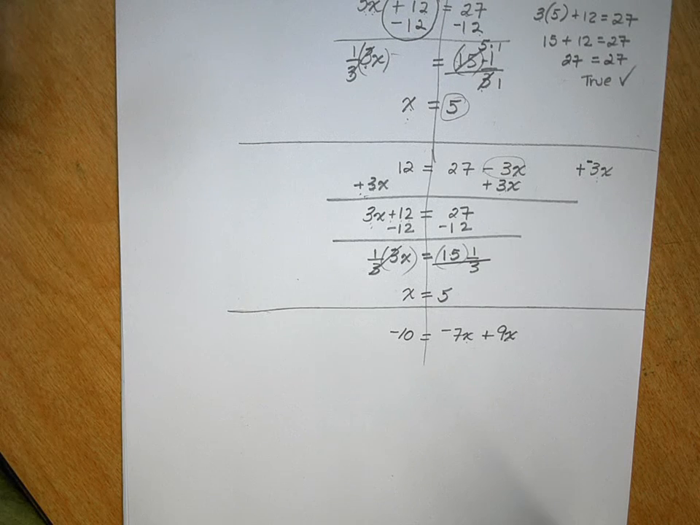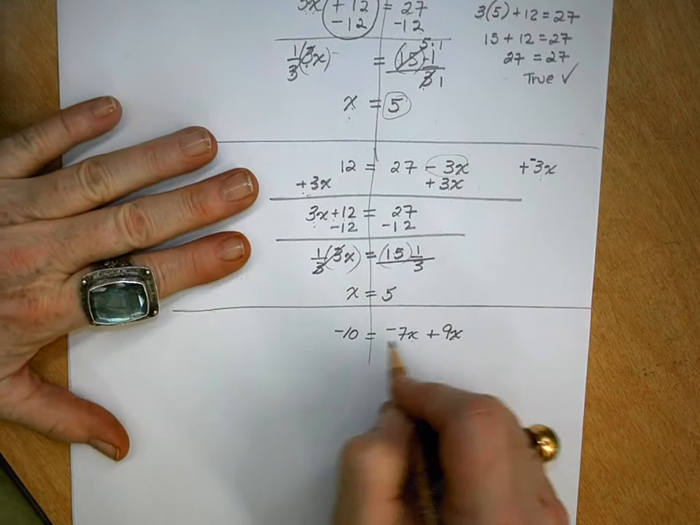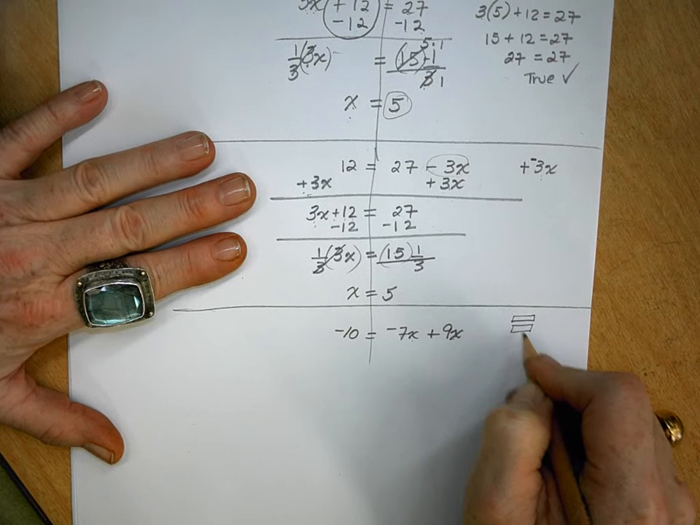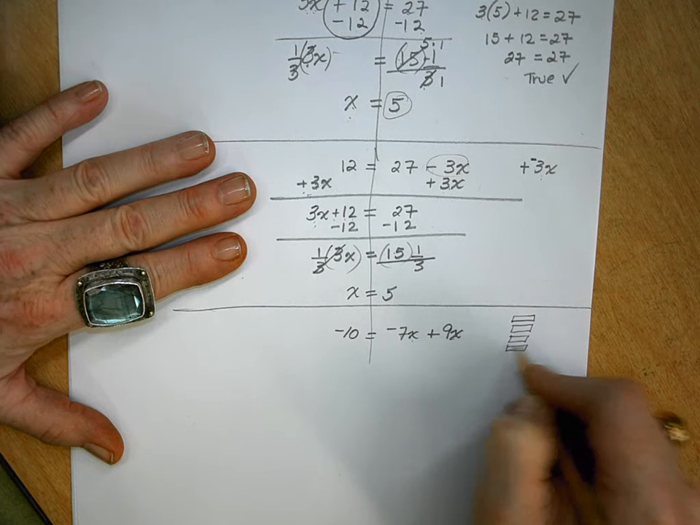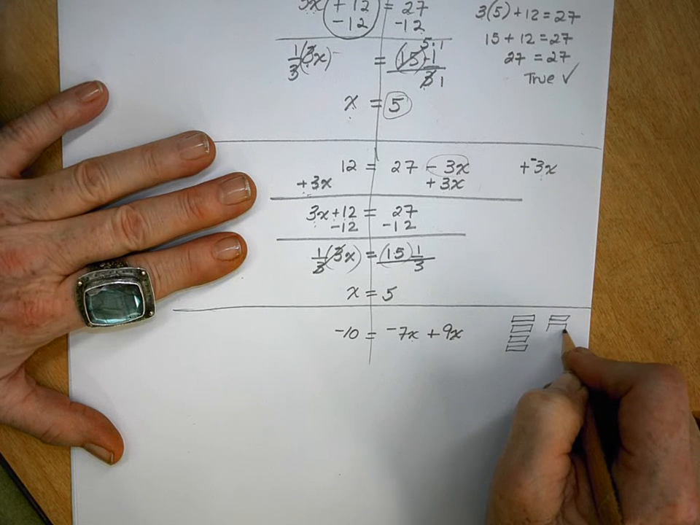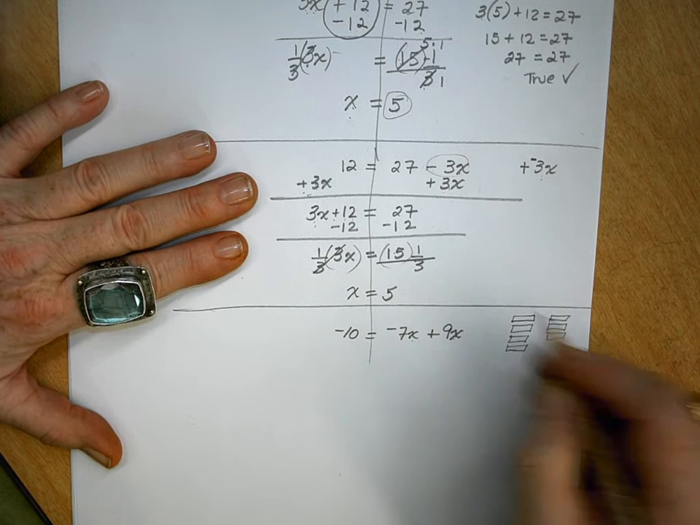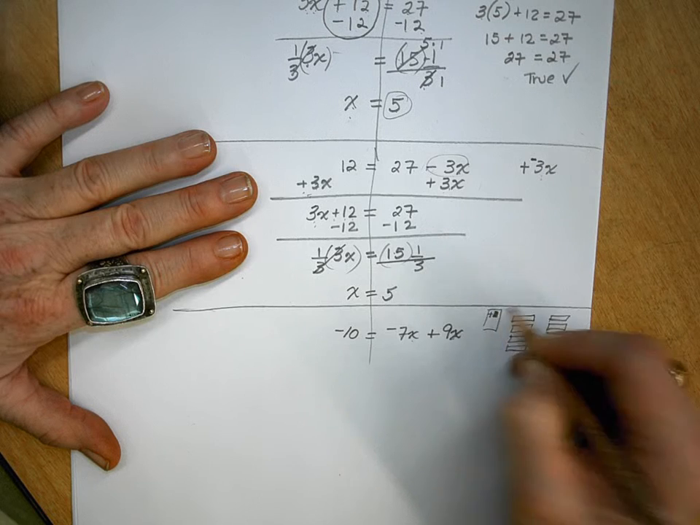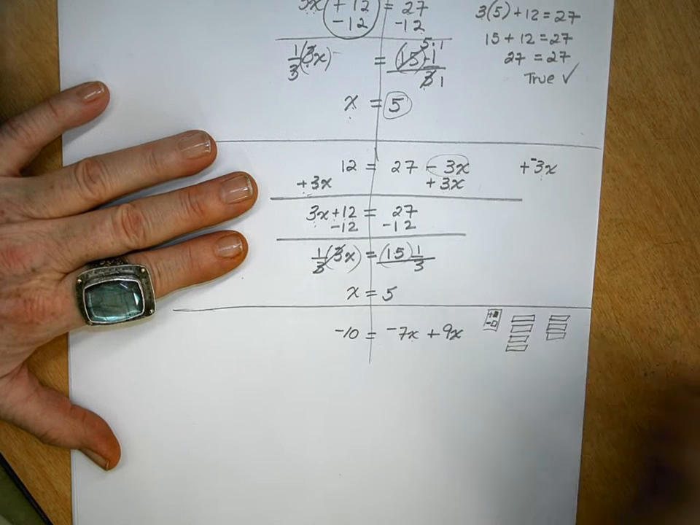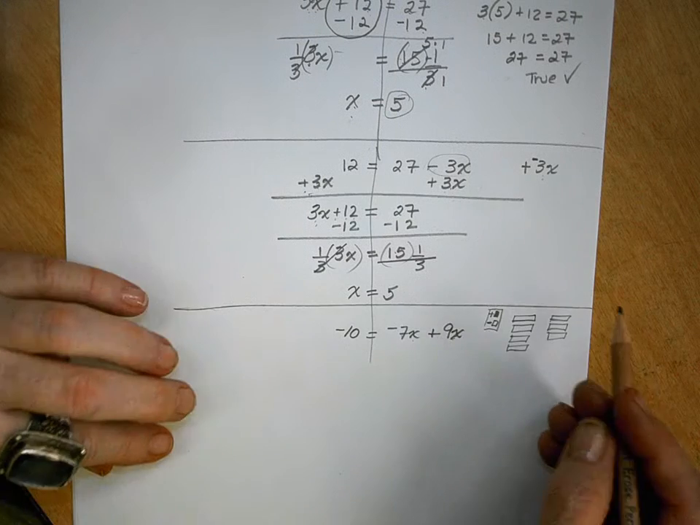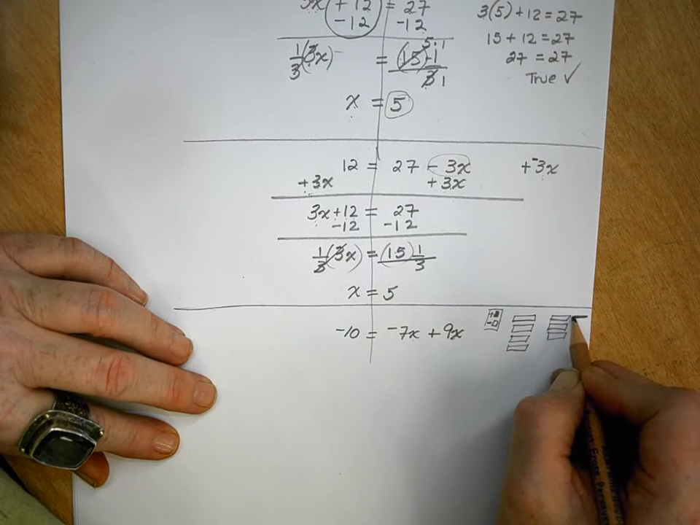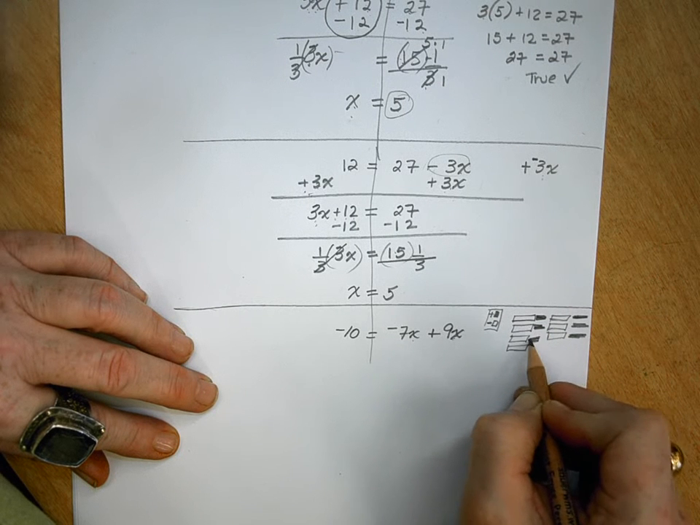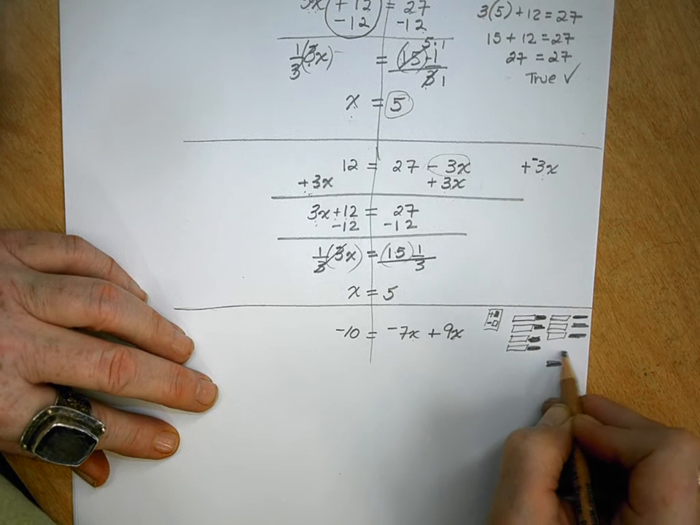Now you might have forgotten how to do that, so I could draw a picture of it. So I have negative 7x's, so I've got 1, 2, 3, 4, 5, 6, 7. Here's my key. Remember, we always need a little key when we're drawing algebra tiles. So the plus ones are colored in, the negative tiles are empty. Okay, and then I have positive 9x. So I've got 1, 2, 3, 4, 5, 6, 7, 8, 9.